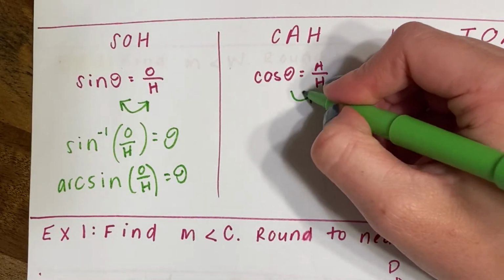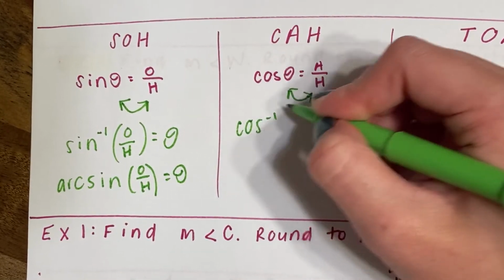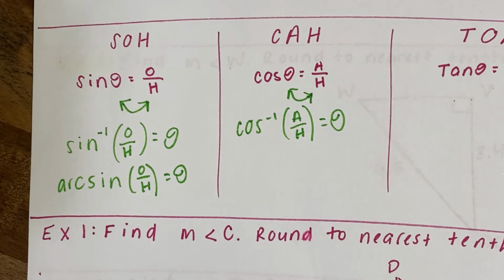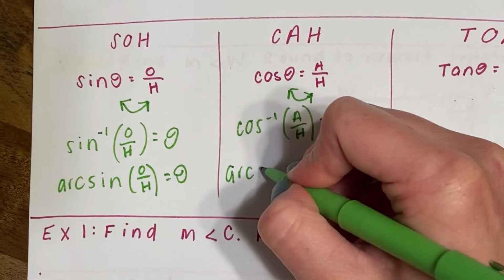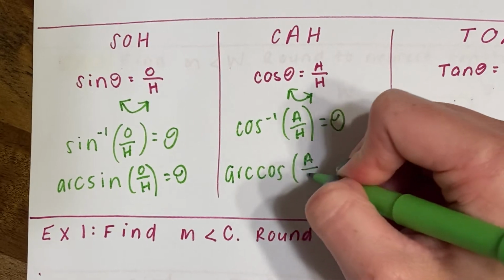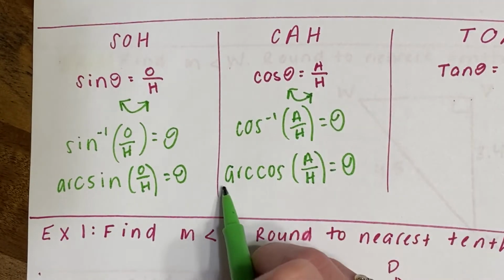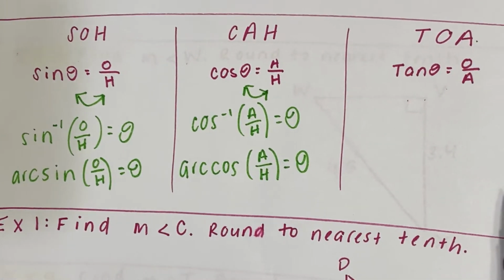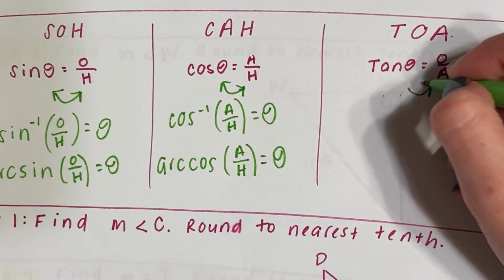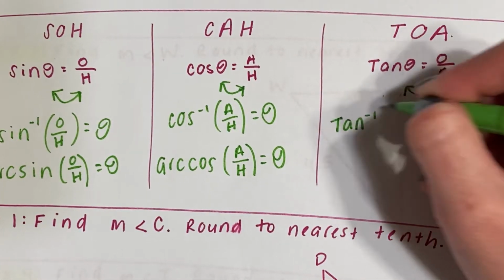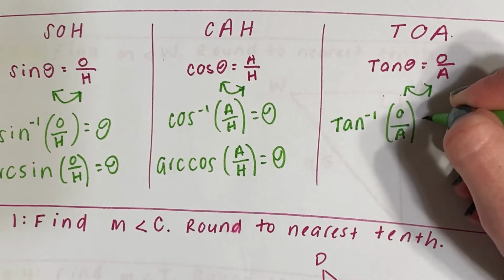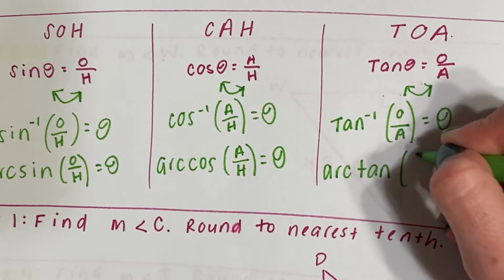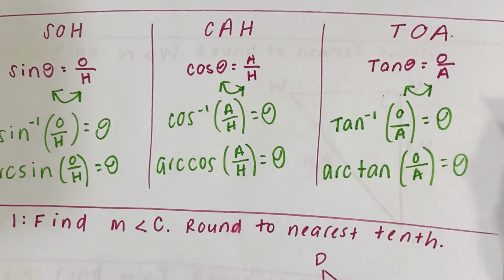All right, same thing with cosine. I'll have the inverse cosine. Now I have my ratio as the input and my output is theta. And likewise, another way to show that it is the inverse is to have the arc in front of the cosine, okay? And then lastly, tangent. We'll have the inverse of the opposite over adjacent gives me an angle. This may also be written as arctan opposite over adjacent equals theta, okay?